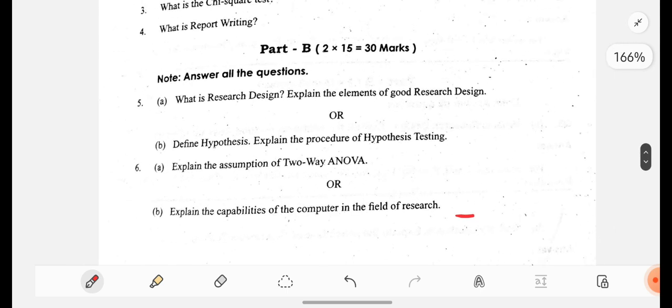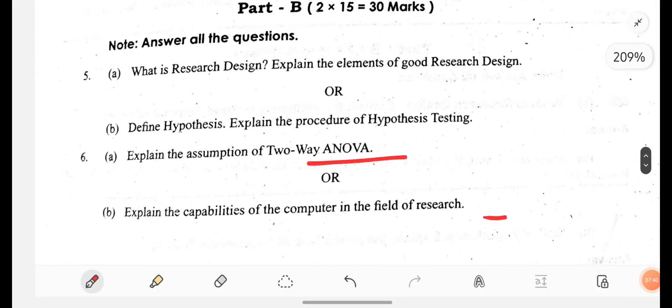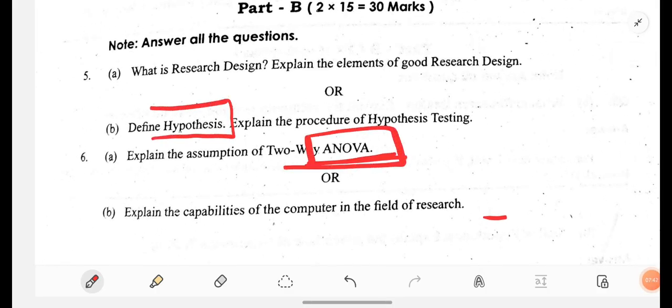Already I have given you top 7 questions. Be perfect with those top 7 questions for quick revision or for quick preparation of your examination. Okay, and this ANOVA is also really very important. Hypothesis is important. Research design, what is meant by research, what is the procedure, what are the different types, you have to write.